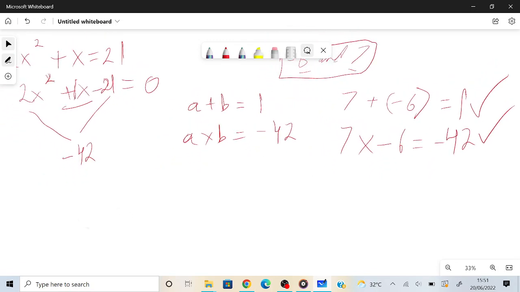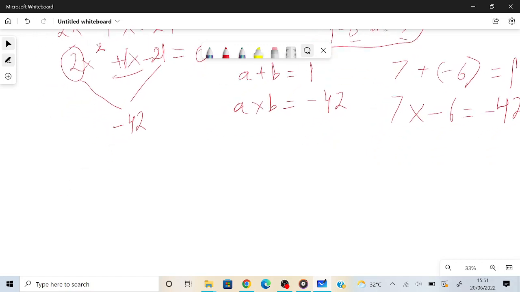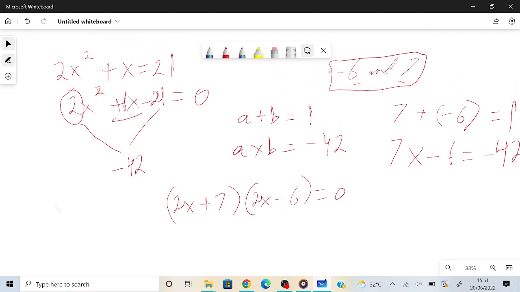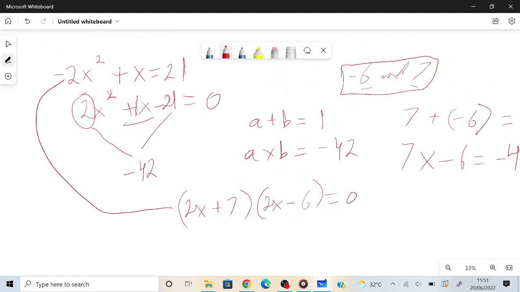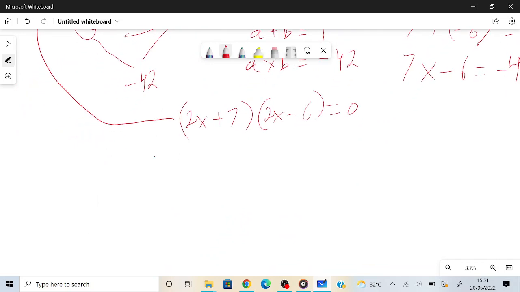So again, we put this into our equation. Since the coefficient is 2, we write it like this: bracket 2x plus 7, bracket 2x minus 6 equals 0. Now, as shown in the previous example, if you expand this, you are bound to get this equation back. I'm not going to do that because we just did that, and we can move on. So again, we can do 2x plus 7 equals 0, or 2x minus 6 equals 0.